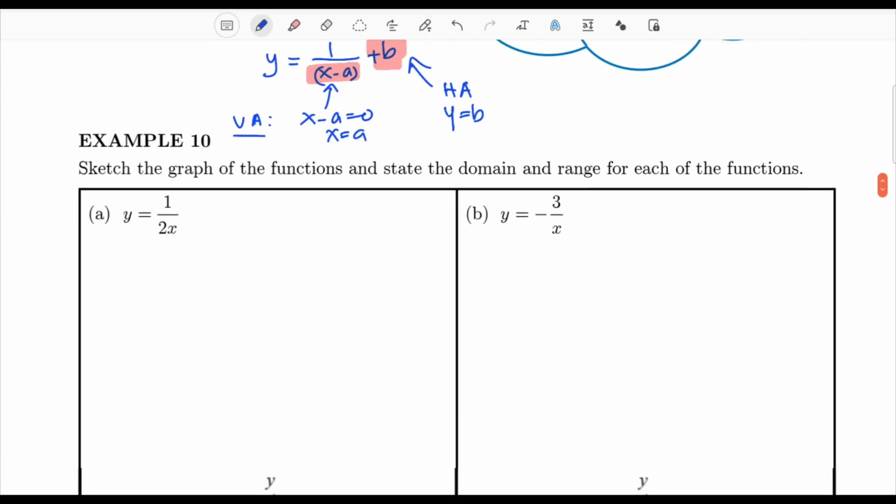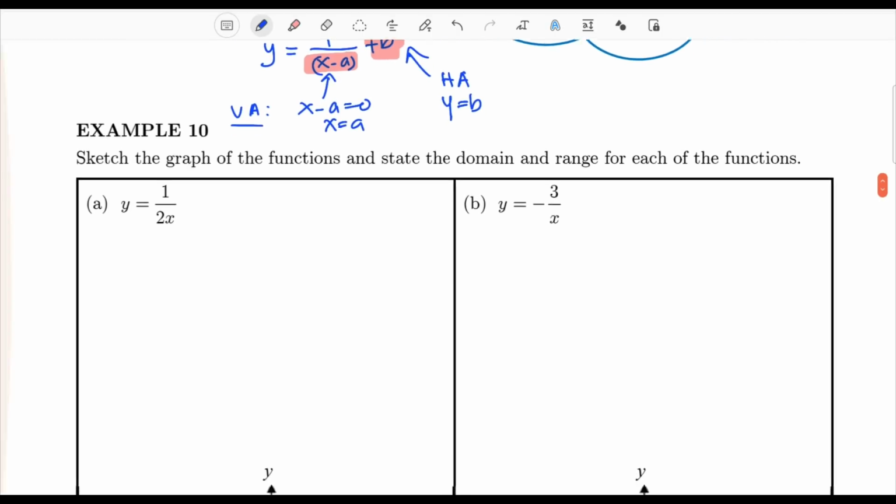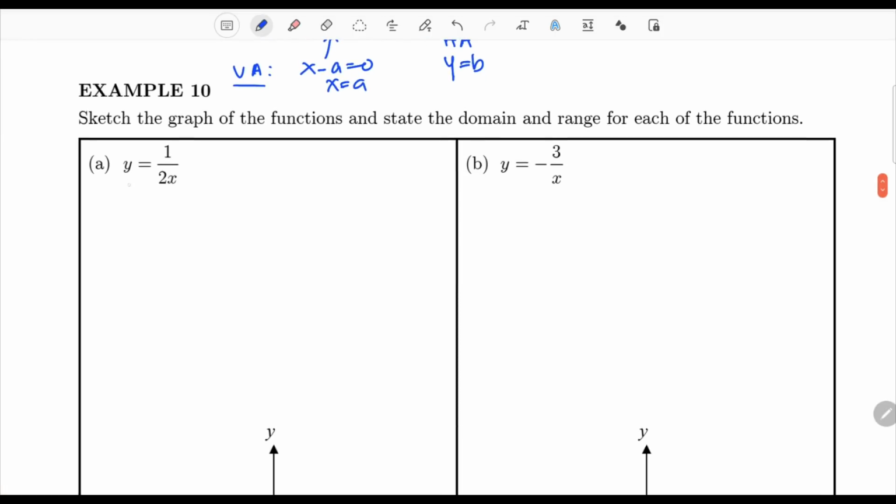Sketch the graph of the functions and state the domain and range for each of the functions. So if you look at a, y equals 1 over 2x. So notice that here is plus 0. So the denominator, 2x, cannot be 0. So this is how we start off. So x cannot be 0. So meaning the vertical asymptote here will be x equal to 0. Hence, the horizontal asymptote will be this part here, 0, so y equal to 0.